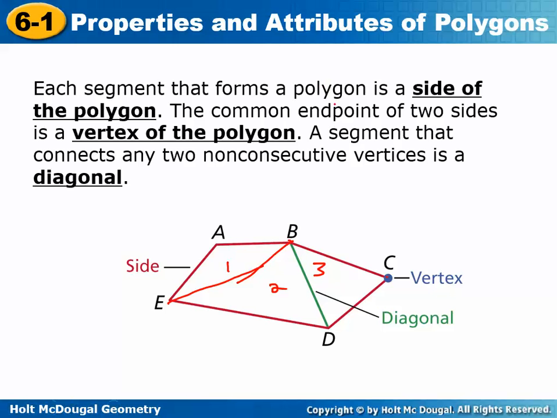Anyway, so we have that there's a side of a polygon, and the common endpoint of 2 sides is the vertex, and a segment that connects any 2 non-consecutive vertices is a diagonal.